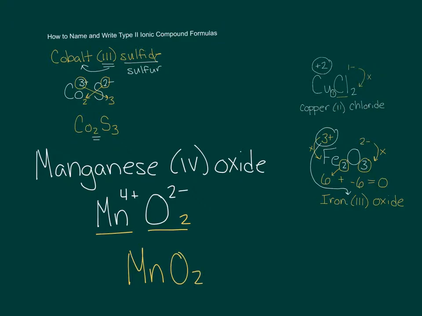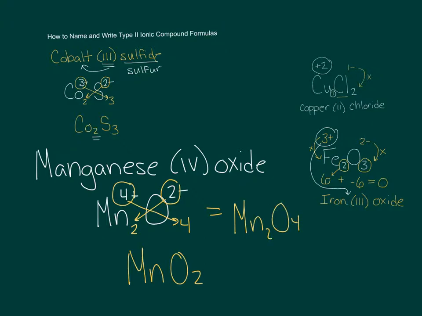Now if we do that crisscross method, I'm going to show you how this works a little bit differently. If we take the 2 and drop it down to become manganese's number of atoms, and then this 4 becomes oxygen's number of atoms, we would get Mn2O4. And as we've talked about in class, when the subscripts of ionic compounds are divisible by some number, we need to make sure that we divide. So we would have divided both of these by 2, and we would have gotten our actual answer, MnO2.